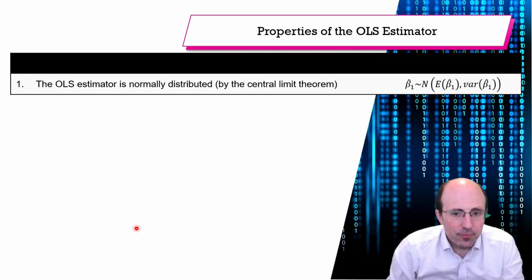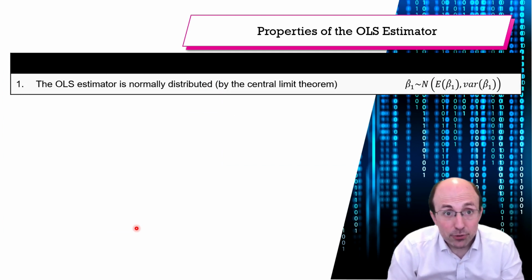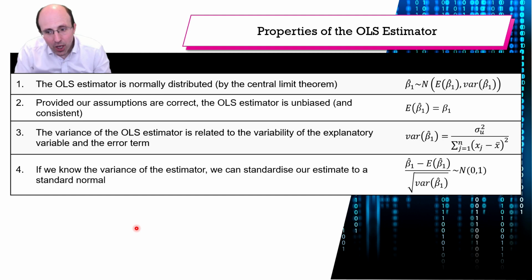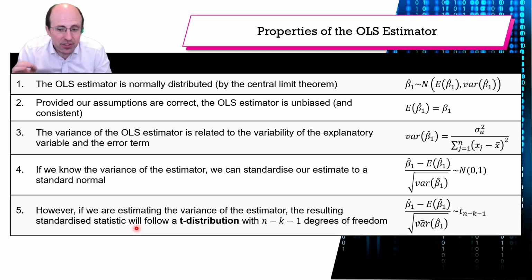So let's summarize. Provided our assumptions are correct, the OLS estimator will be approximately normally distributed, centered on the expectation of beta 1 hat, which, if our assumptions are true, will be beta 1, and with variance equal to sigma squared u over the sum of the x minus x bar squareds. We're unlikely to know the true variance of the error terms. If we did know the true variance, then we could standardize our beta 1 hat by subtracting the expected value of beta 1 hat and dividing through by the square root of the variance. But in reality, we're going to need to estimate that variance.